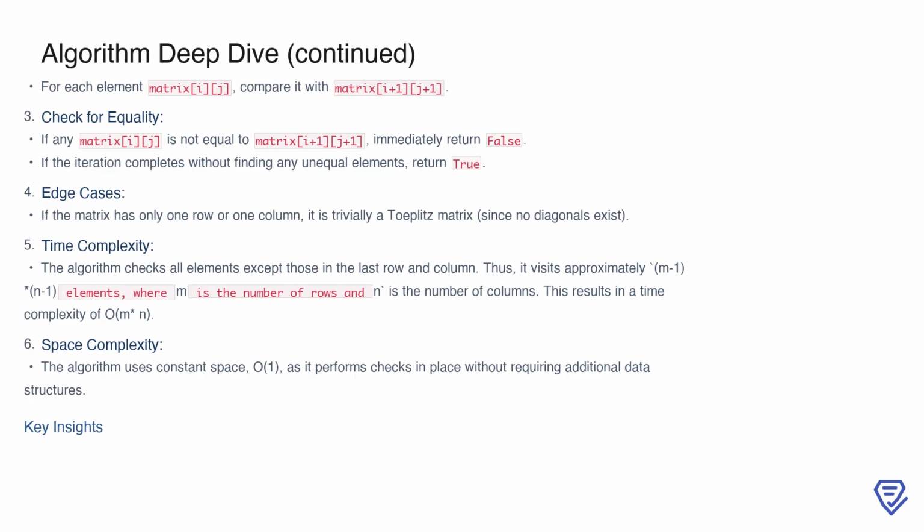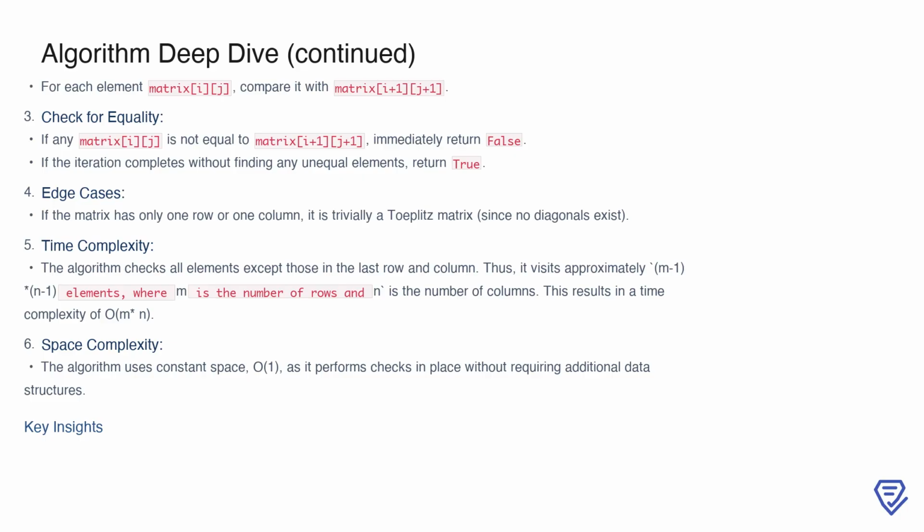For each element in the matrix, we compare it to its diagonal neighbor, specifically matrix[i][j] with matrix[i+1][j+1]. If we find any mismatch during these comparisons, we can immediately conclude that the matrix is not Toeplitz and return false. However, if the loop completes without encountering any unequal pairs, we return true, indicating that the matrix satisfies the Toeplitz property. Additionally, we handle edge cases. For example, if the matrix has only one row or one column, it is trivially a Toeplitz matrix because there are no diagonals to check.